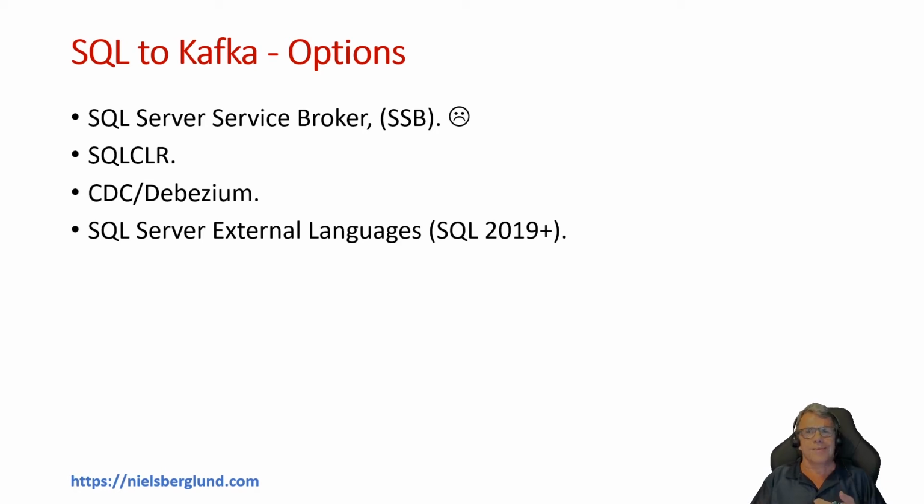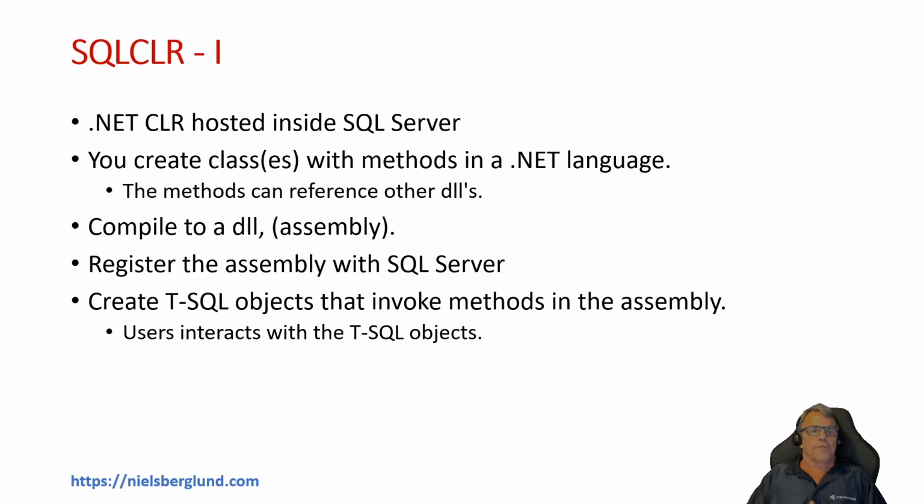External languages was introduced in SQL 2016, where you can write R code and from inside SQL Server call that R code outside of SQL Server. So it's an external runtime. And 2017 introduced Python, and 2019 introduced Java. So we can see here that by using external languages, we could use a Kafka Java client to send data to Kafka.